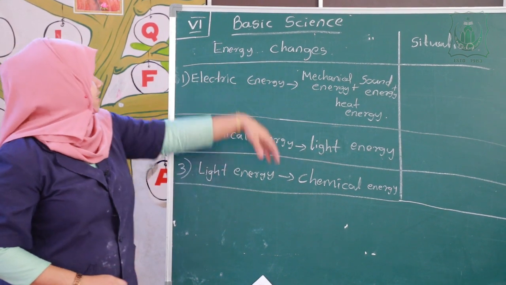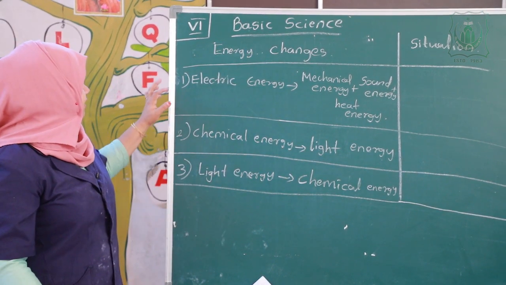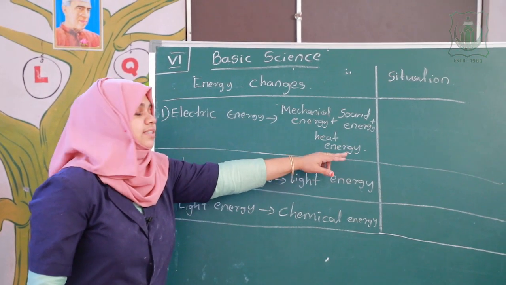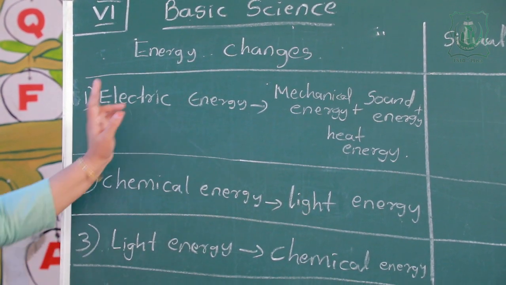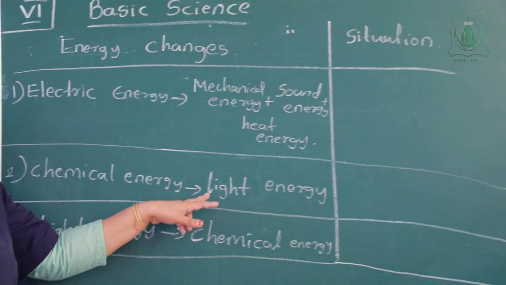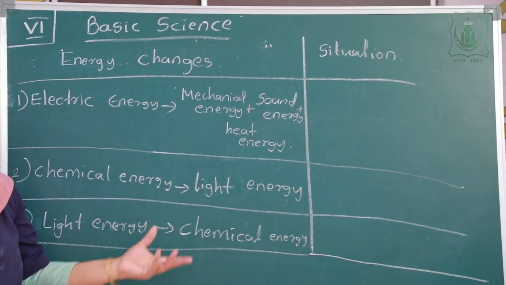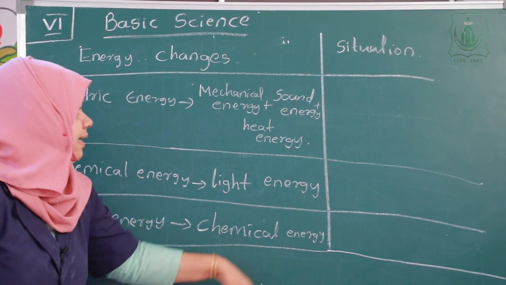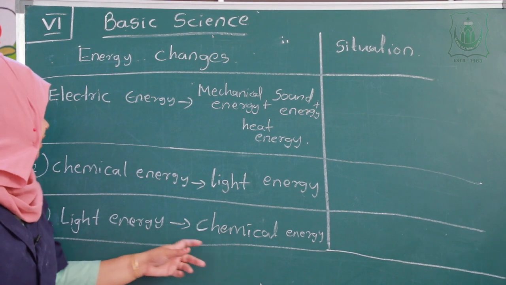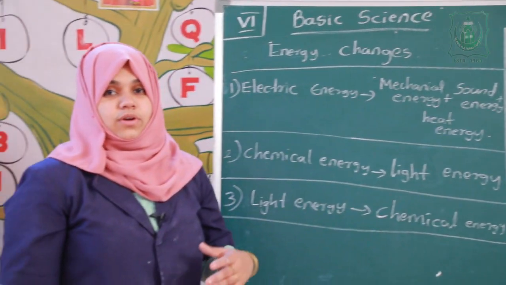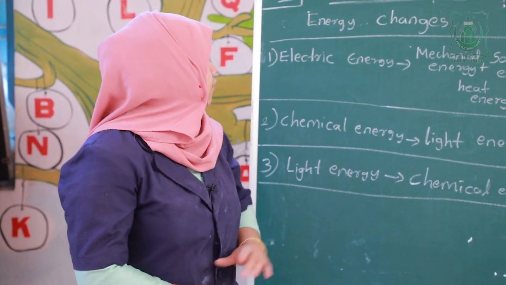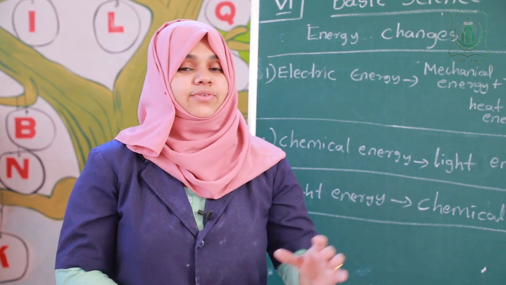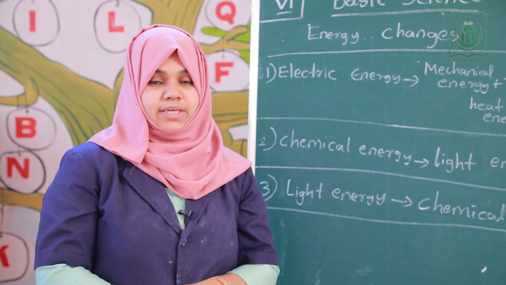So, you write the situations about these energy changes. First one, electric energy is converted into mechanical energy plus sound energy and heat energy. What are the situations? You write there. Then second, chemical energy converted into light energy. Do you know what the situations are? You write there. Then third, light energy is converted into chemical energy. You write the situation about this. All of you must write this work in your science diary. All of you complete your science diary and send it to me. Okay.